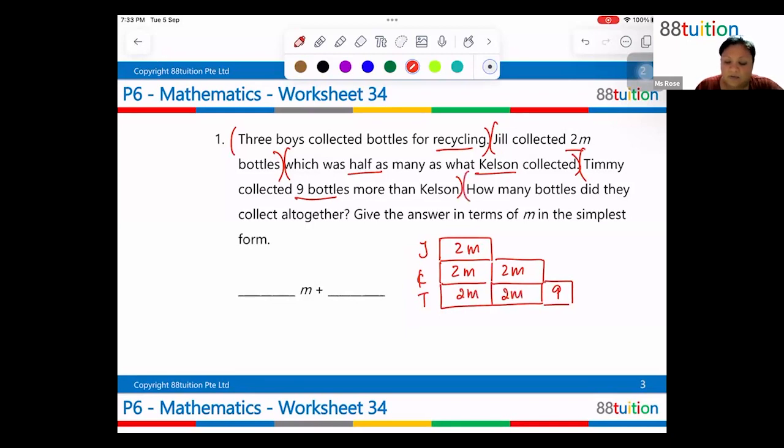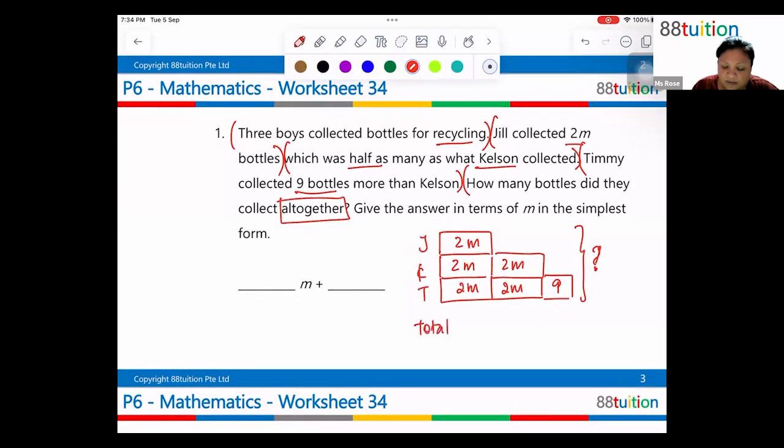So the question says, how many bottles did they collect all together? So from here, you want to find out this total. Salman, so what's the total? Anyone? Brian says yes, you're right. So we add them up. So total would be, you have 2, 4, 6, 8, and 10, plus 9. So that's 10M plus 9. Okay, so that's what we have for this question.